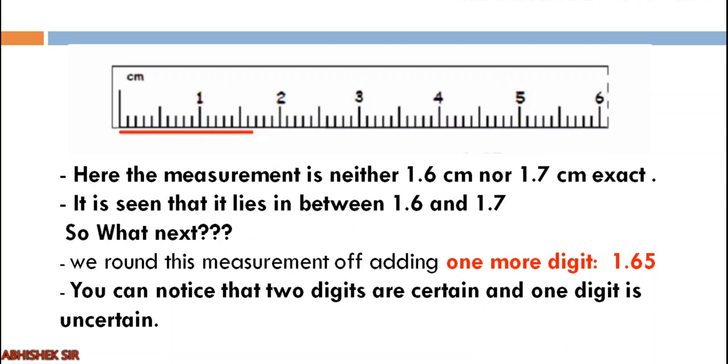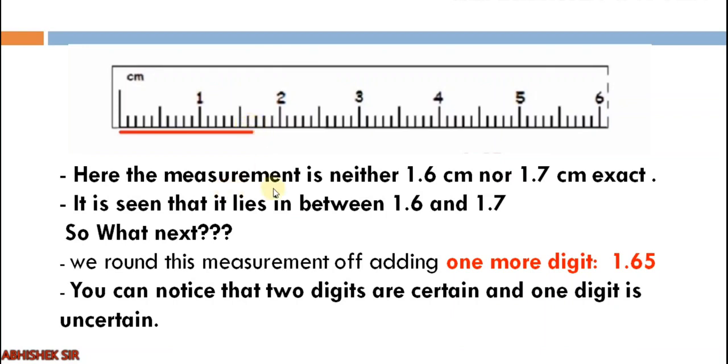Now here you see a scale, and below that scale you see a red line. To be very precise, if we start from 0, this is 0.1, 0.2, and here we are completing 1 full centimeter. The next division will be 1.1, the next will be 1.2, then 1.3, 1.4, 1.5, 1.6. Now this red line is almost in between 1.6 and 1.7.